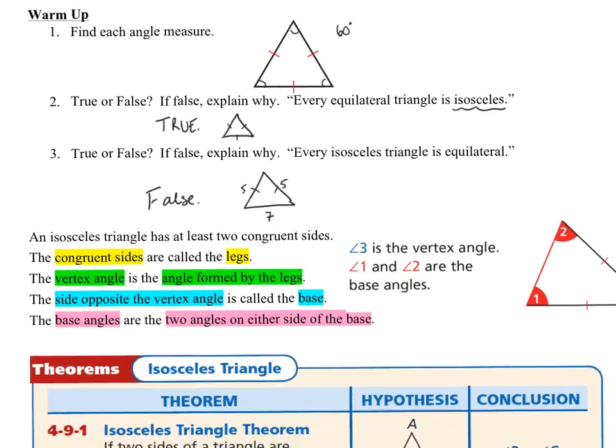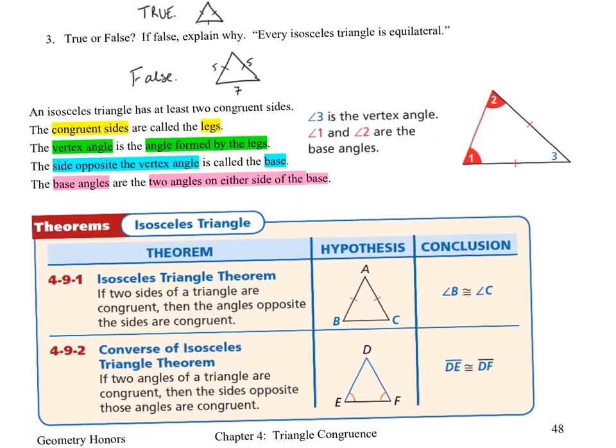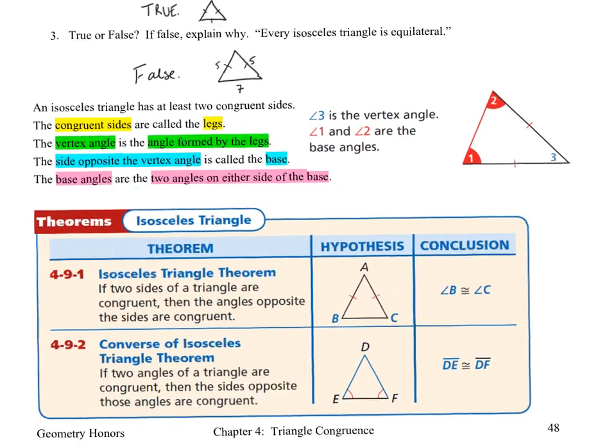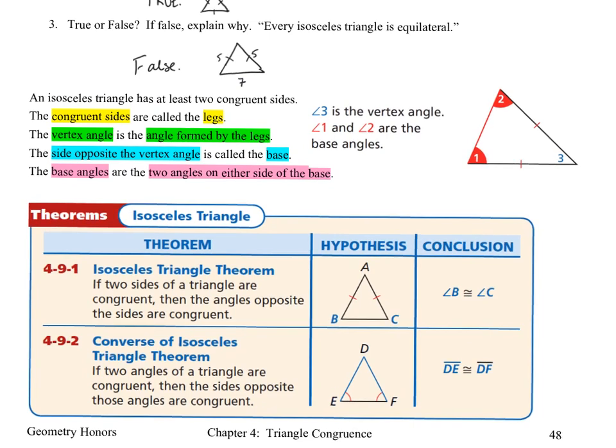Okay, some vocabulary words for this section. So we're going to be talking about isosceles triangles. They have at least two congruent sides. Those congruent sides with the tick mark here, those are called the legs. The vertex angle is the angle formed by the two legs. So if you follow those two legs, this angle 3 here is our vertex angle.